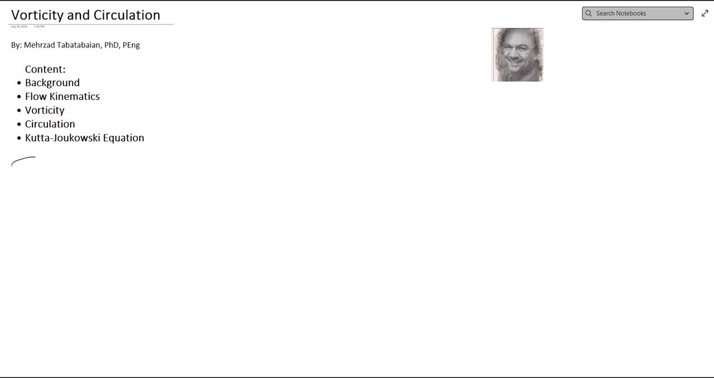Let's start with a background. These are the contents that I will go through. The background, I will talk about flow kinematics, vorticity, circulation, and the Kutta-Joukowski equation. If it fits in one video, we keep it there. Otherwise, it will be two videos to make sure that it doesn't become too lengthy and goes beyond the usual 30, 40 minutes or 50. If it goes beyond that, I will make it into two videos.